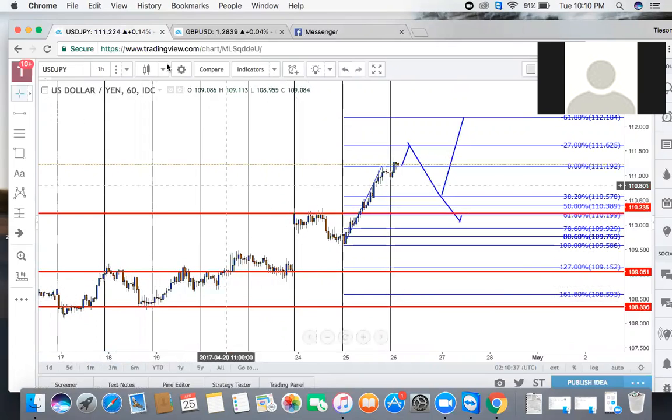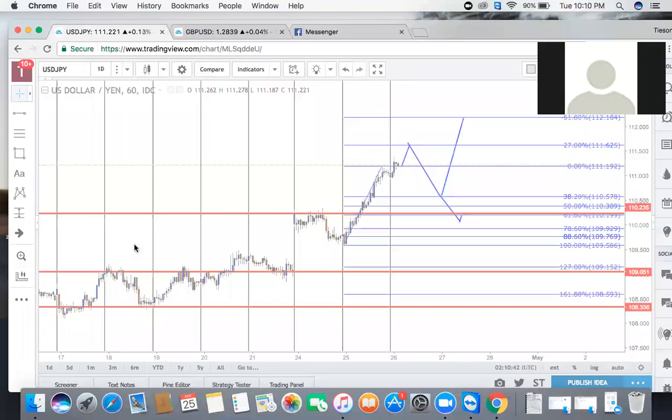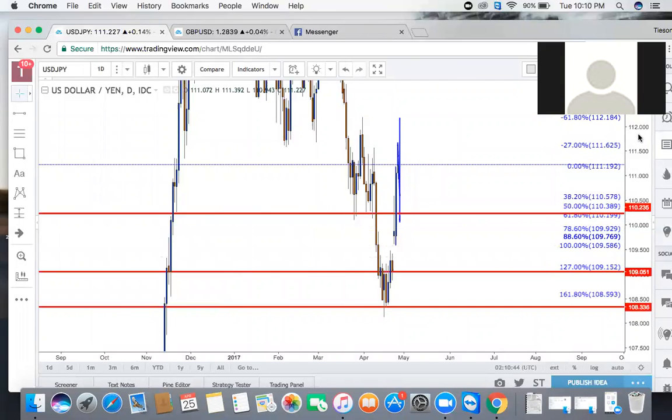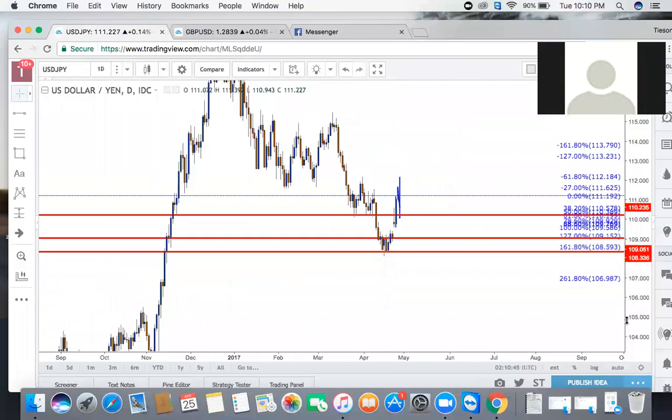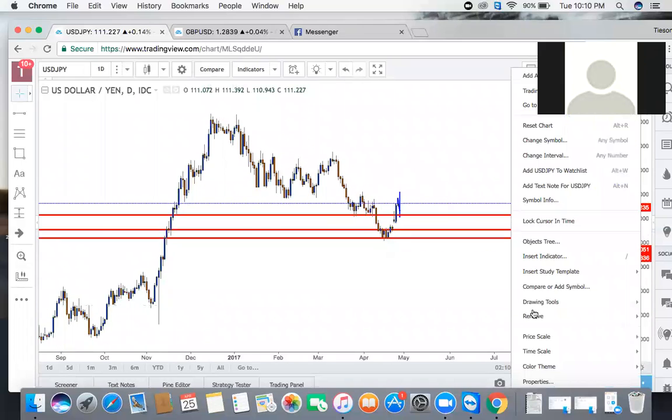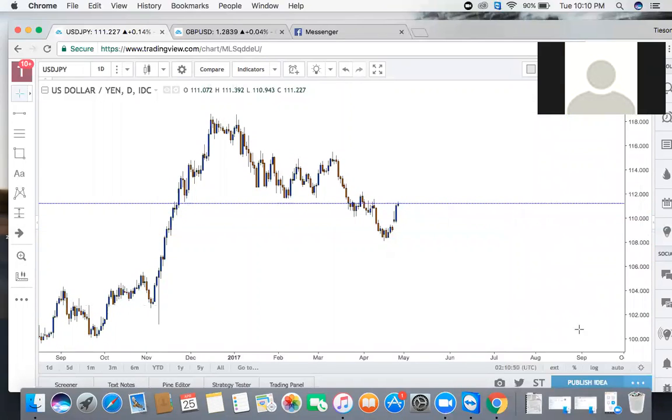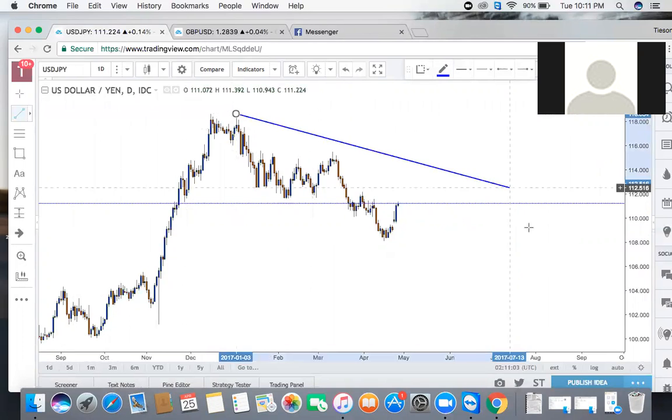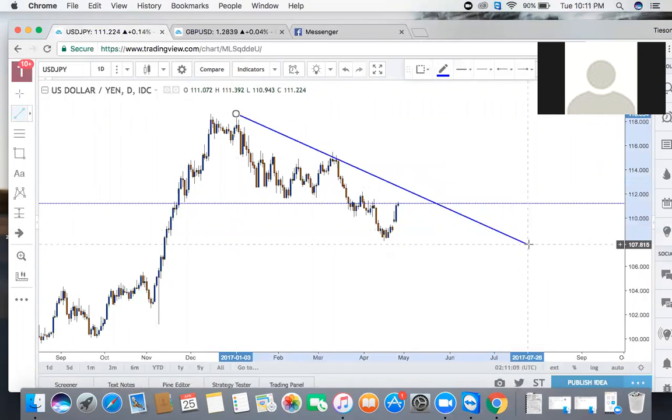Okay, and let's look at the daily time frame. I'm going to delete that and draw a daily time frame. What I normally do is start from the daily time frame and move my way down, that way I can get an idea of where price is going.